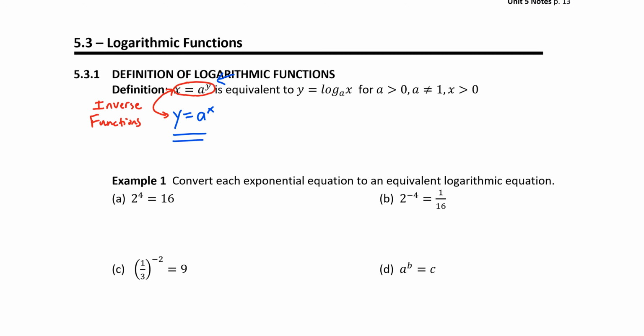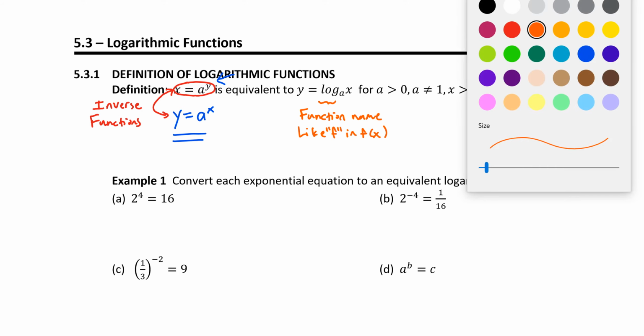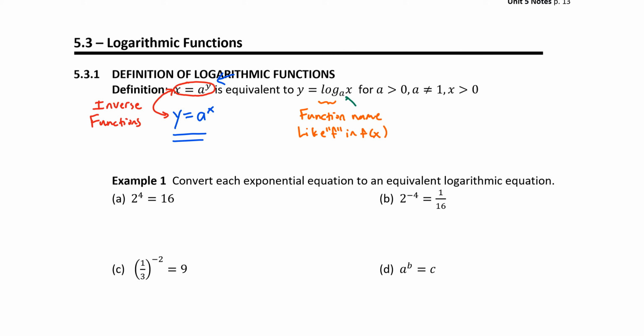Now, log, L-O-G, log, that is short for logarithm. This is the function name. It's sort of like the f in f of x, right? So when we say log, that's the name of the function. The subscript there, base a, is known as the base of the logarithm. That base a is the same as the base in our exponential equation to the left.